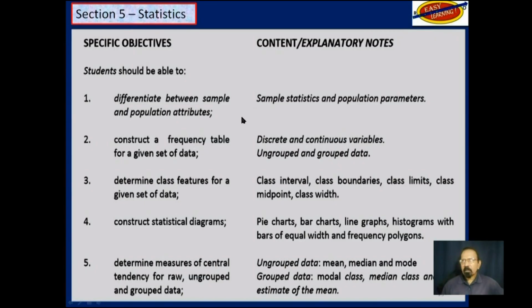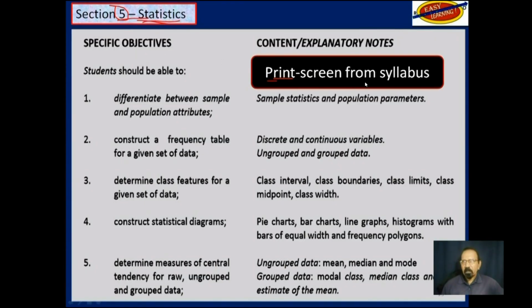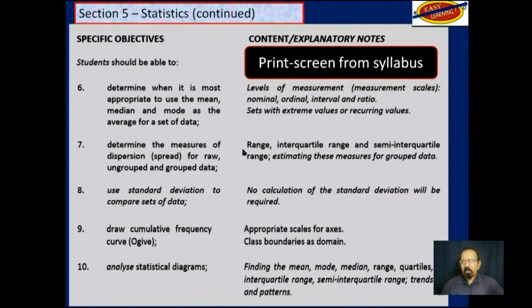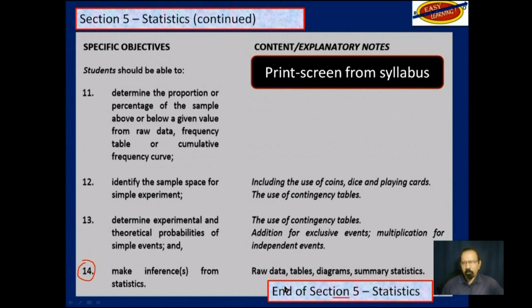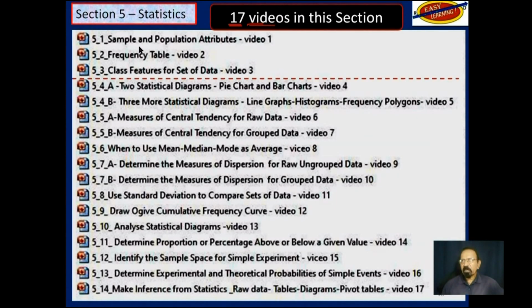So we are at statistics, section 5. This is a print screen of the first 5 objectives, and continuing with another print screen, another 5 objectives, take us to 10, and finally 4 more, which would give us 14 objectives. 14 objectives that make up section 5, statistics. I have divided those 14 objectives into 17 videos, as you could see here.